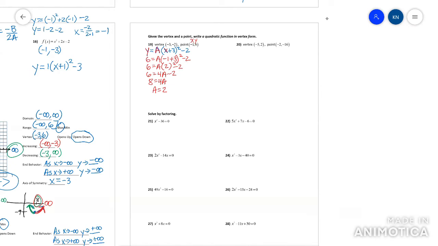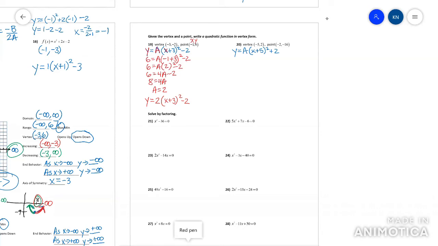So now I can rewrite my equation. Y equals 2 times x plus 3 squared minus 2, like that. Same thing on the next one. Start writing your equation. Leave the letter A. Make your vertex match.